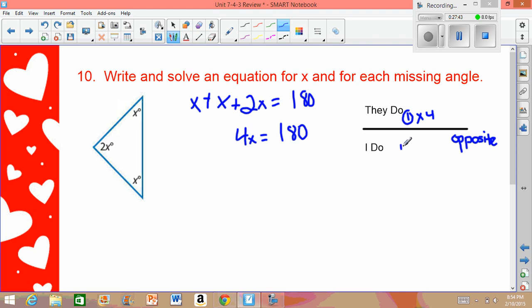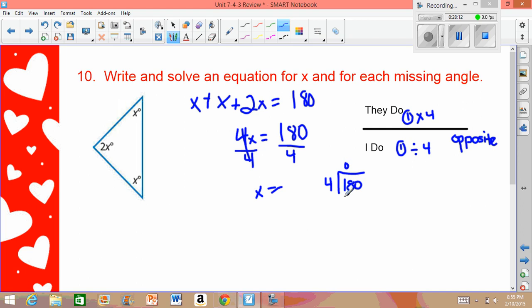So remember, we're going to do the opposite of what it says to solve our problem. So the opposite of multiplying by 4 is to divide by 4. So we're going to divide by 4 on each side of our equation. So these 4's will cancel out. So I have a little bit of work to do because I don't know what 180 divided by 4 is off the top of my head. So we're going to do some work over here on the side.